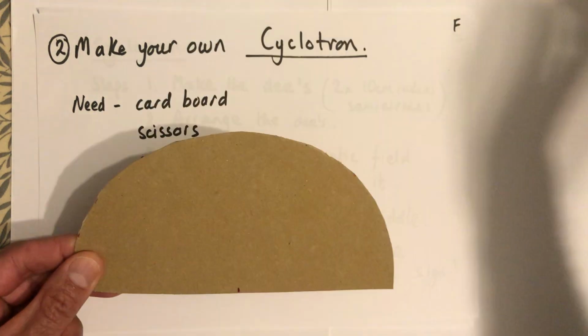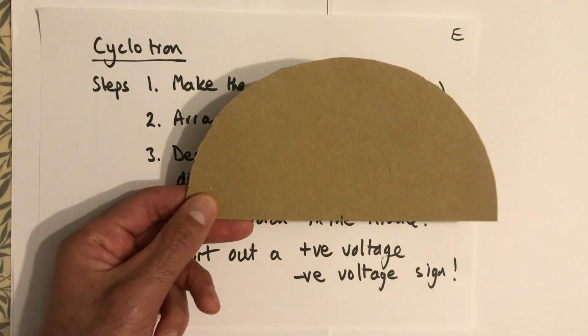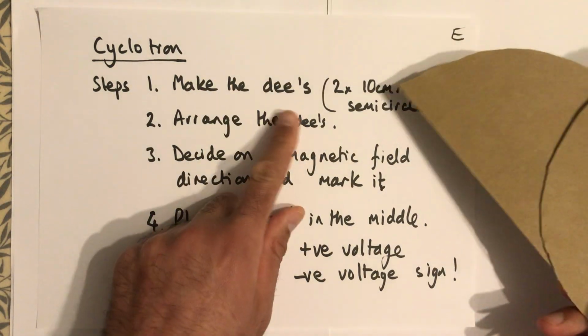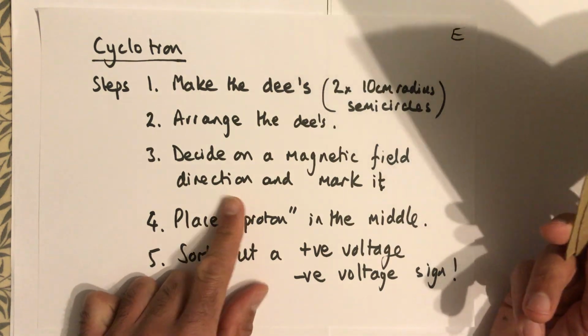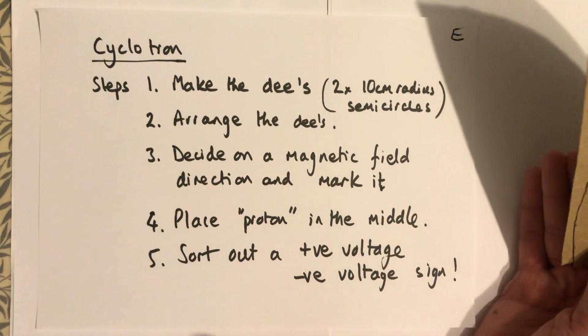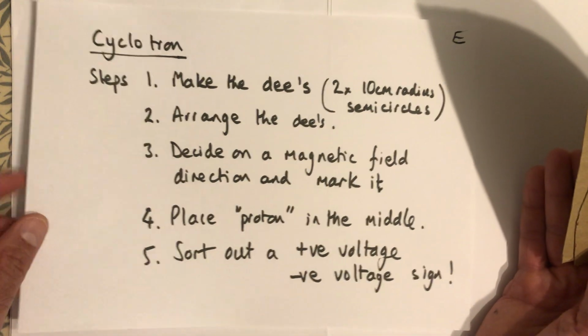Marvelous. So, I now have a D and 2. So, step 1, make the Ds. Arrange the Ds. So maybe you have a look at that and freeze that and keep that on your screen while you're sorting out what you're doing. Right, let's get on with going through that list then. So if I have that list in front of me, here I'm making my cyclotron.